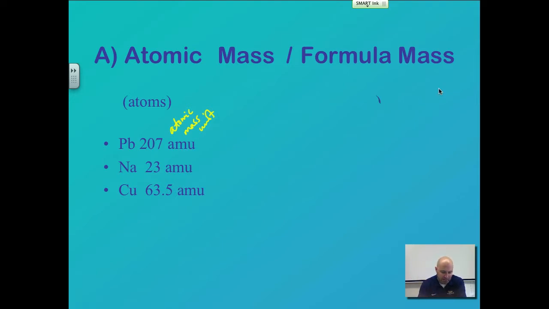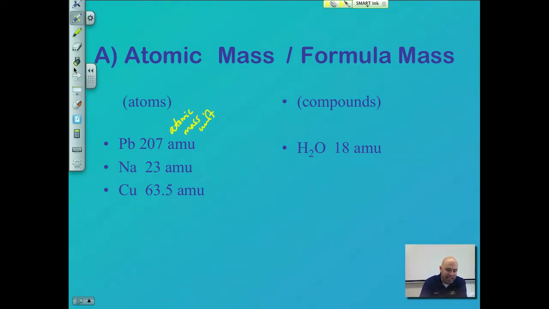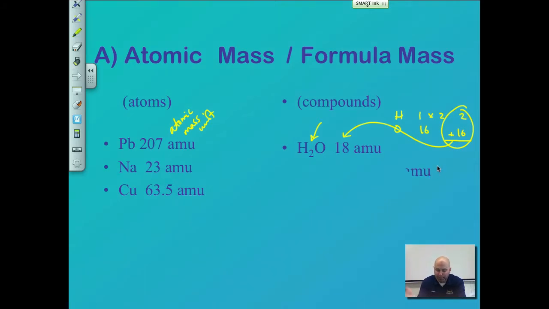So that's atomic masses. Formula masses are for compounds. So a compound like water has 18 AMUs. And again, how do we get that 18 AMUs? Well, hydrogen is 1, and we have 2 of them, so times 2, we get 2. And oxygen is 16. Again, we're rounding to whole numbers, so 16 plus the 2 gives us our 18 AMUs.